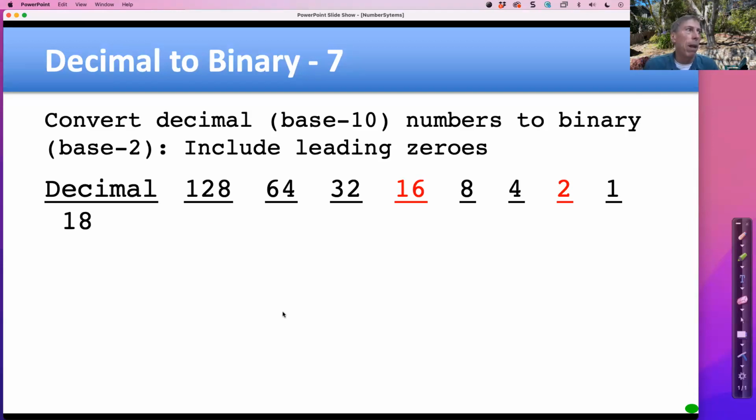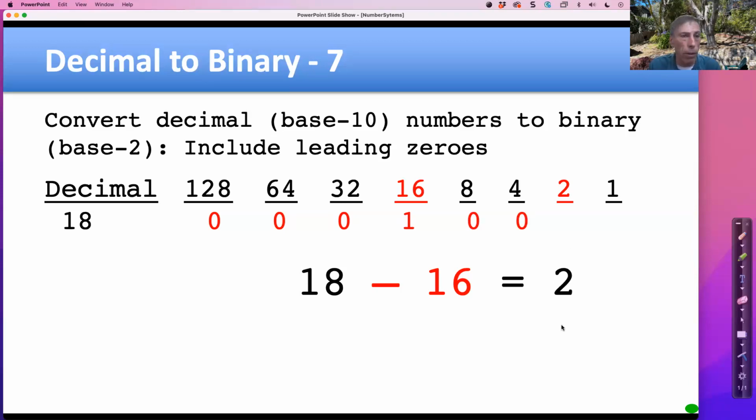I owe you $18. I'm not going to give you $128. I'm not going to give you $64. I'm not going to give you $32, but I will give you $16. So let's see what I owe you now. I did owe you 18. Now I gave you 16. I now owe you $2. This is the new amount. Am I going to give you $8? Nope. $4? Nope. I only owe you $2. And we're going to give you $2. Yes. Again, I give you 1 of it or 0 of it. That's it. Base 2 digits.